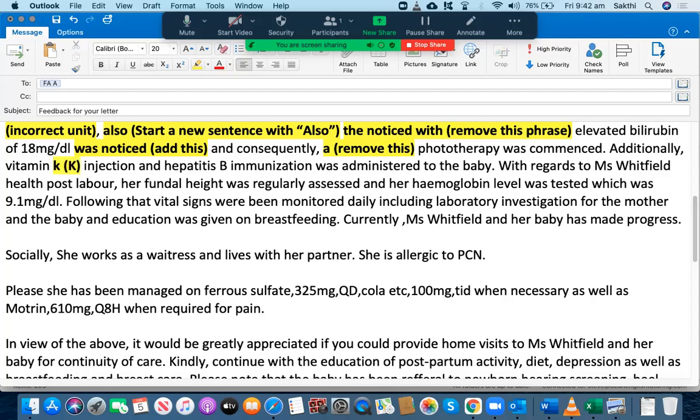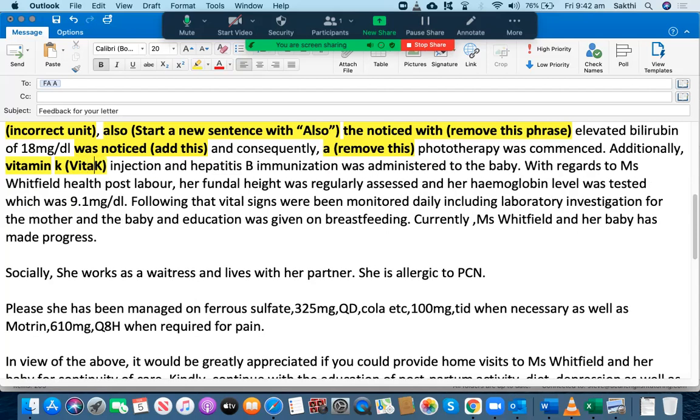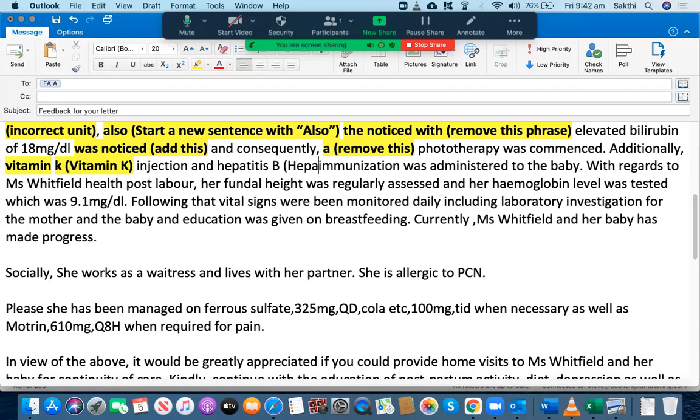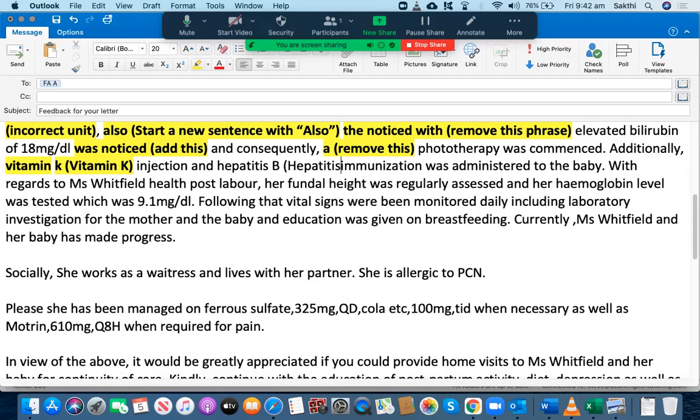So it must be capital V and then small itamin. Vitamin K injection and hepatitis B immunization. So it needs to be hepatitis B. Okay, it must be hepatitis B. It must be capital letter. If there is any specific injection or immunization, you have to use the capital letter only.